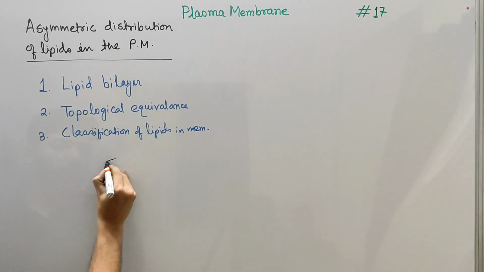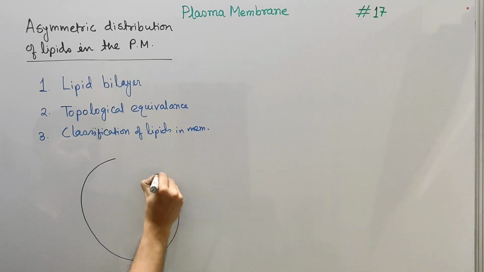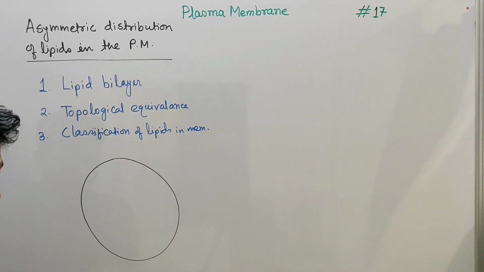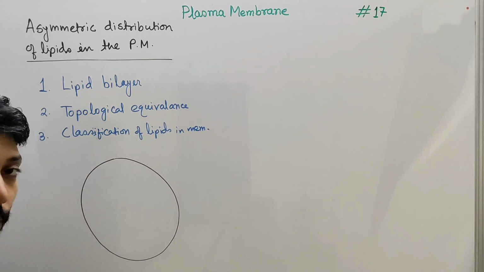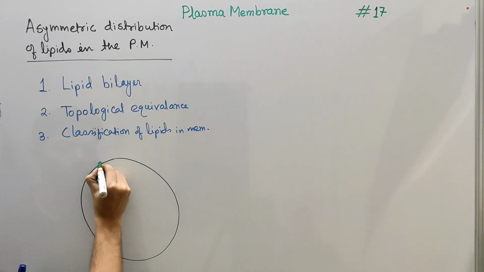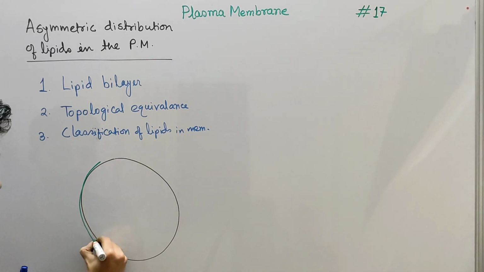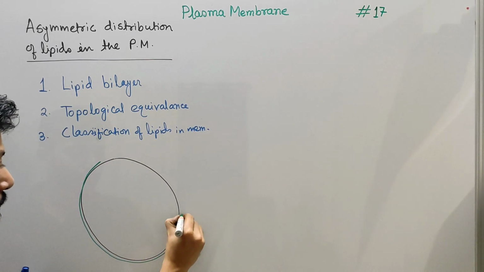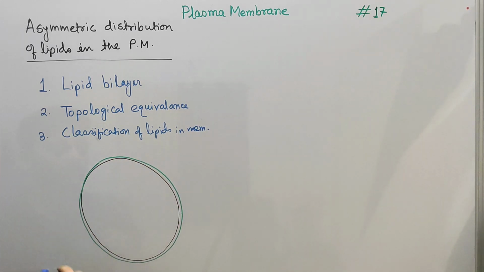Let me draw a eukaryotic cell, then we can all understand these three points. Let's suppose this is a eukaryotic cell. We know the plasma membrane surrounds the boundary of a cell. So let me draw this plasma membrane in green color. Now, why have I taken an example of a eukaryotic cell?